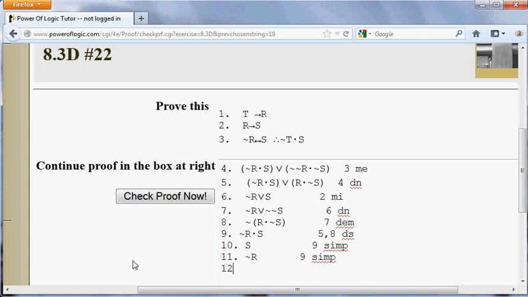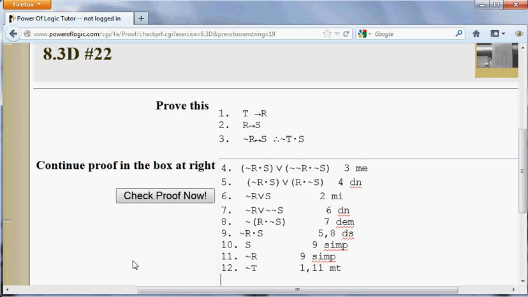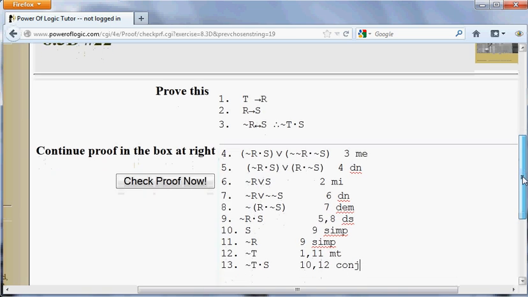So not R together with line 1 gives me not T. T then R, not T. That's a 1, 11 modus tollens. Got my moto running. Now I have half of what I want to prove in line 12, not T, and the other half of what I want to prove in line 10. So I could use conjunction. What's that? 10, 12. 10, 12 Conj to derive my conclusion.